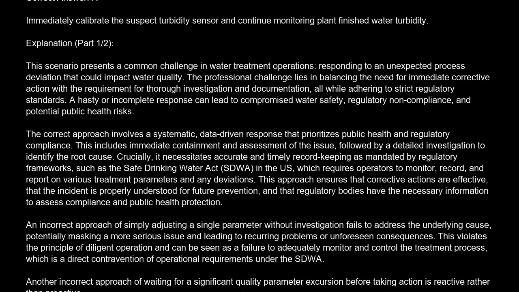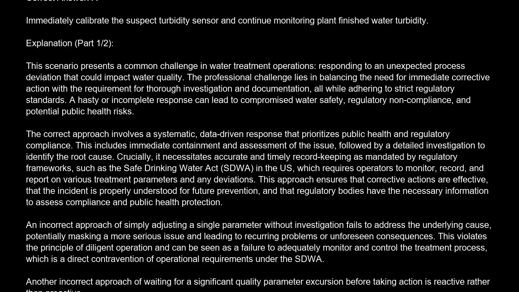The correct answer is A. Immediately calibrate the suspect turbidity sensor and continue monitoring plant finished water turbidity. Explanation. This scenario presents a common challenge in water treatment operations, responding to an unexpected process deviation that could impact water quality. The professional challenge lies in balancing the need for immediate corrective action with the requirement for thorough investigation and documentation, all while adhering to strict regulatory standards.